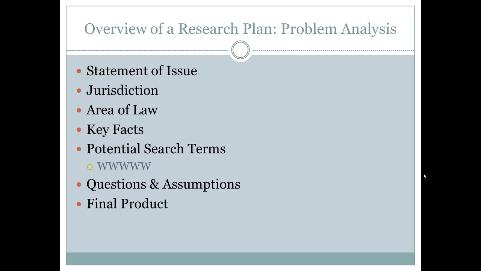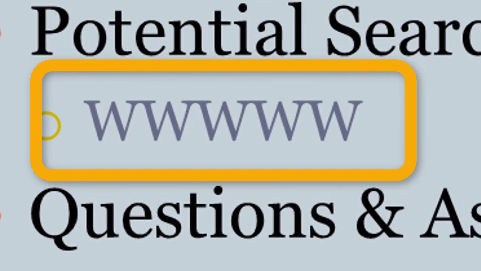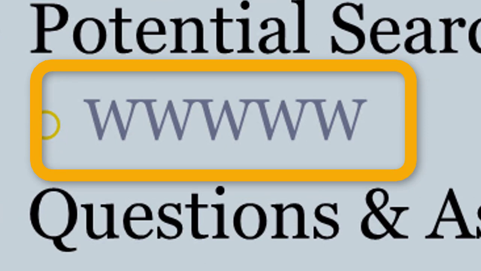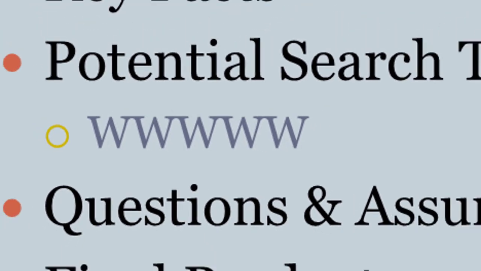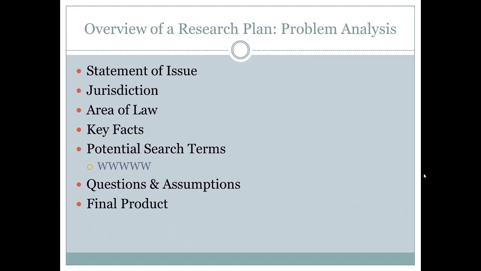So that's our next step, generating a potential list of search terms. I like to use the 5 W's: what, who, when, where, and why, like a journalist. Some people use other approaches, but I think the 5 W's are typically a great place to start. From identifying those elements, you'll be able to tease out potential search terms.